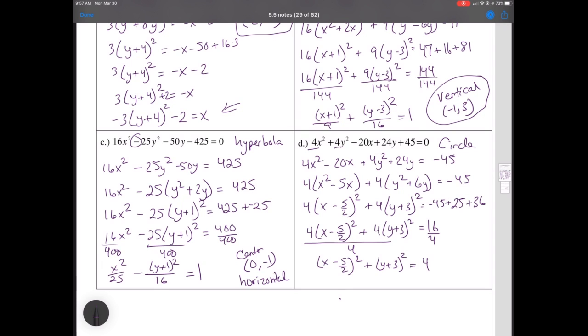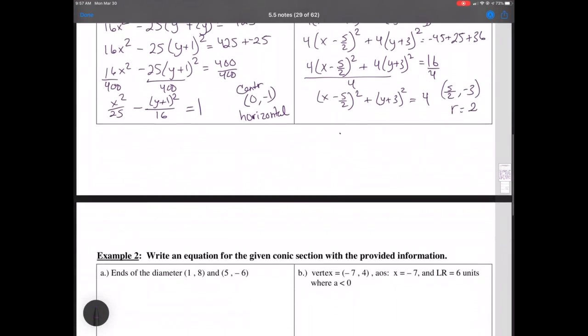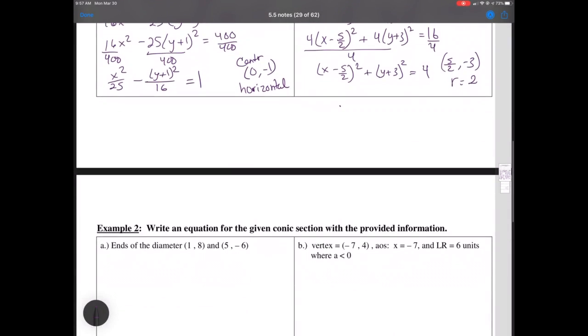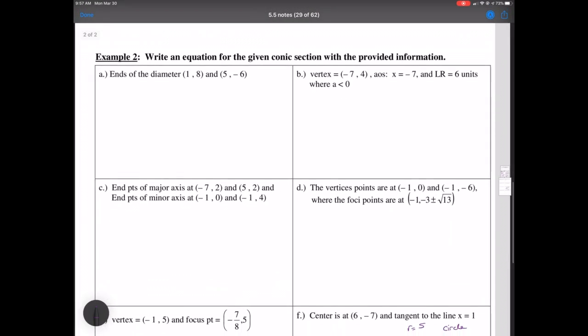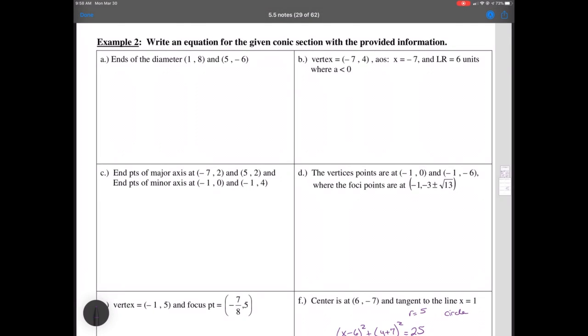So our center is going to be at 5 over 2, negative 3, and the radius is 2. So that's how you identify those conic sections from the given equations, and you guys should know how to write them in standard form. Alright, a couple of things that I want you guys to remember when doing these problems on this section. Write an equation for the given conic section with the provided information.